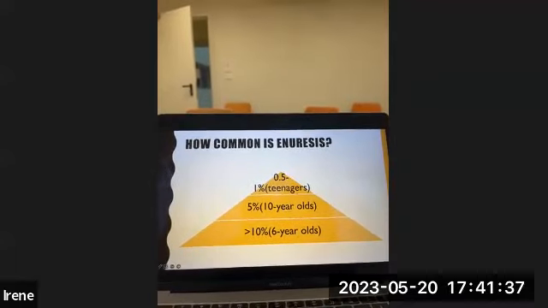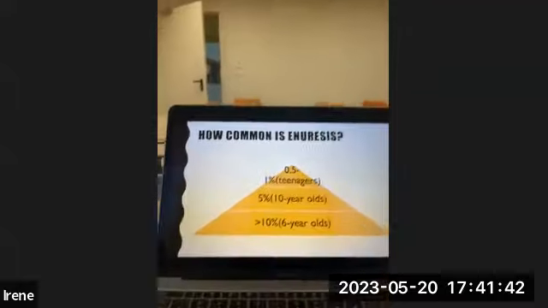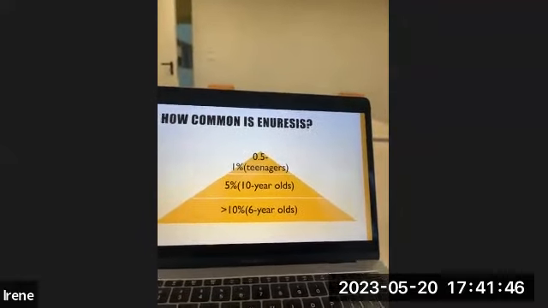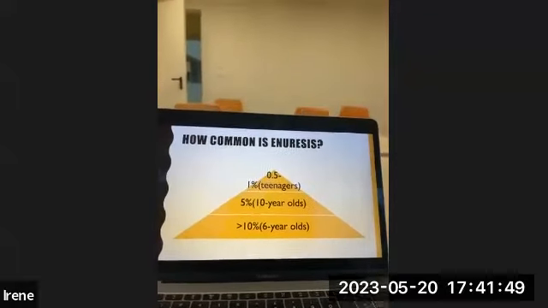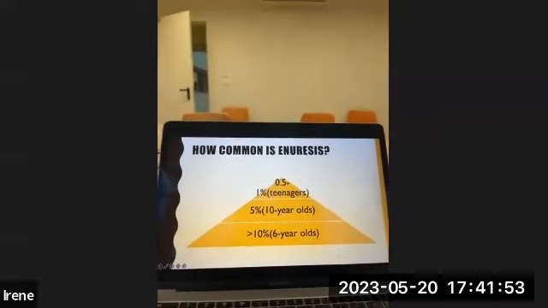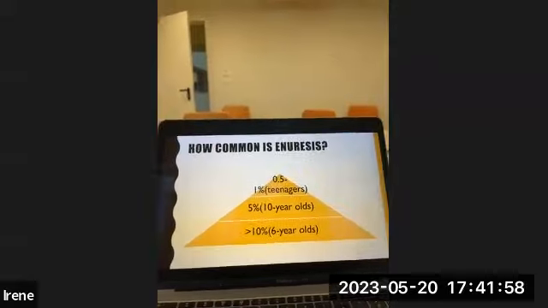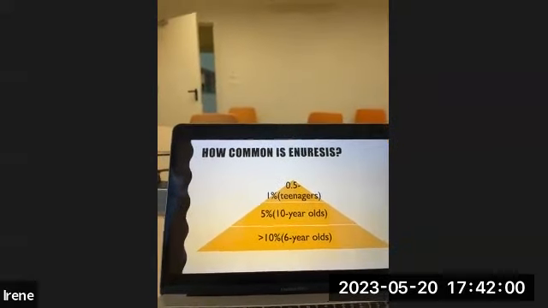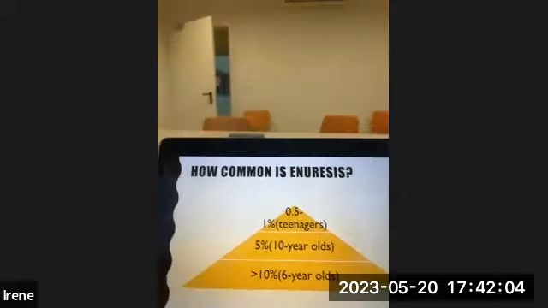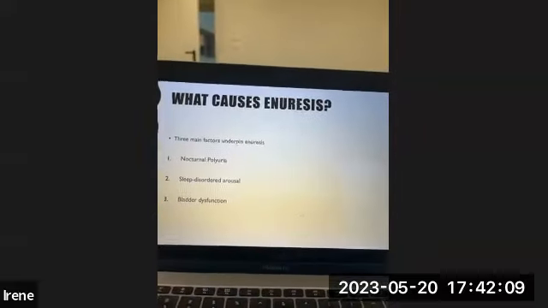We have a small proportion in teenagers, about 0.5% to 1% of teenagers will wet. But I think with time, especially if we are able to collect some data in our part of the world, we'll see that this number, unfortunately, is increasing. So the figures might change with time. But generally, we should know that the younger the child, the more likely they would wet their bed when they sleep, and the older the child, the less likely they would.